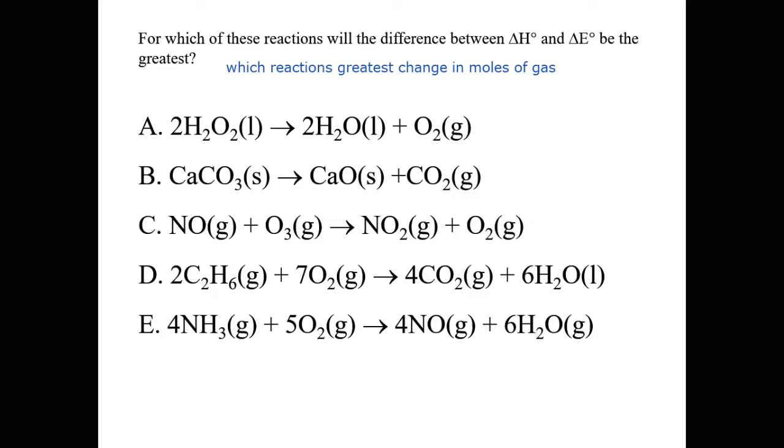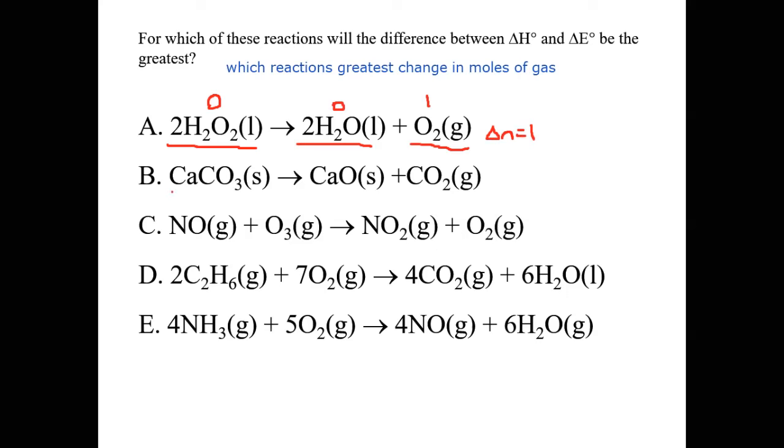All right. So in A, we have a liquid, so moles of gas on the reactant side is zero. And on the product side, we have a liquid and we have 1 mole of gas. So the change in gas is 1. Because again, 0 moles of gas on the reactant side, 1 mole of gas on the product side, the change is 1.